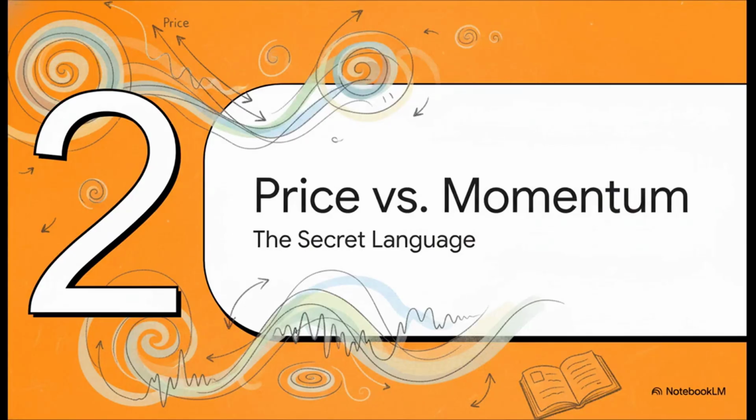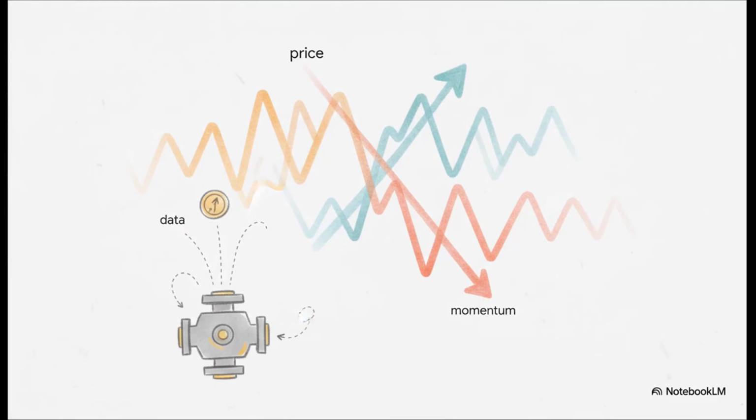Okay, so that brings us to the really juicy part. Section 2, when price and momentum disagree. This is where we really start to learn the secret language of the market. And that disagreement, well, it has a name. It's called divergence. It's simply when the price of an asset is going one way, but the indicator that measures its momentum is going the complete opposite way. The speedometer says one thing, but the engine is telling a totally different story.